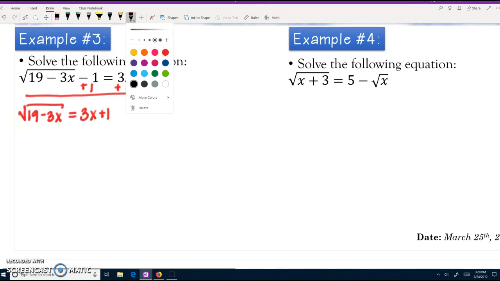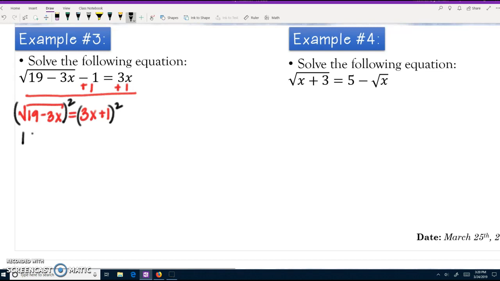Then what I need to do is to get rid of the radical. And the way I'm going to do that is by squaring both sides. That will undo the radical. But what I need to remember is that this 3x plus 1 squared is really the same thing as 3x plus 1 times 3x plus 1. So I cannot distribute that exponent. I need to FOIL out the expression.